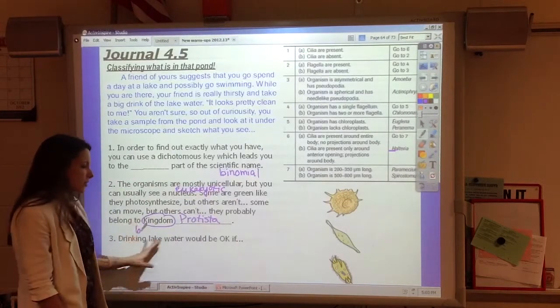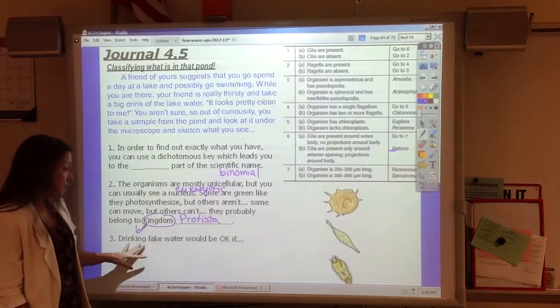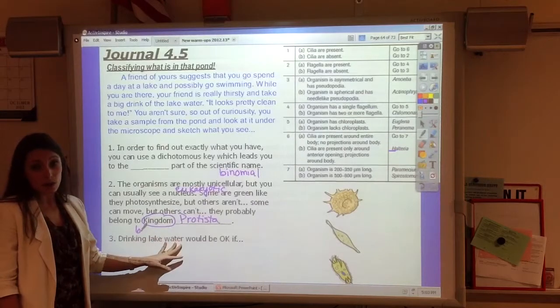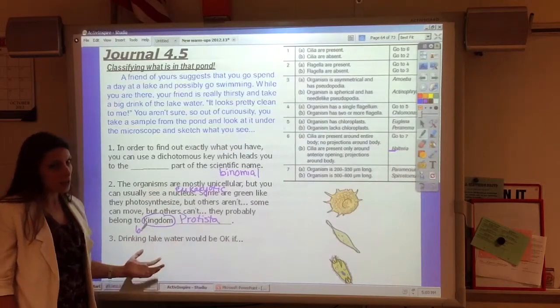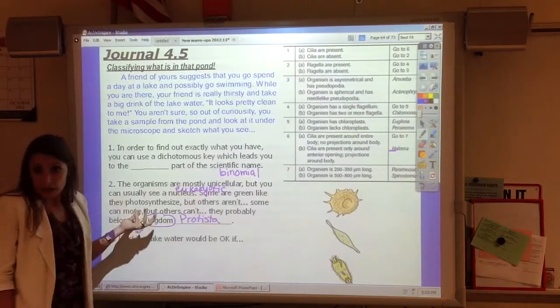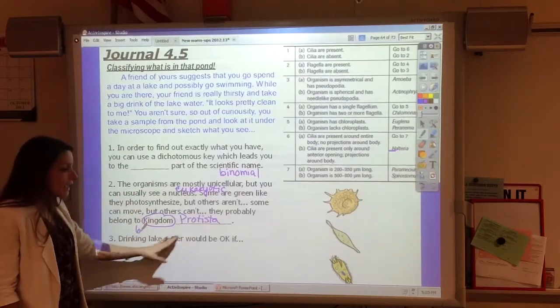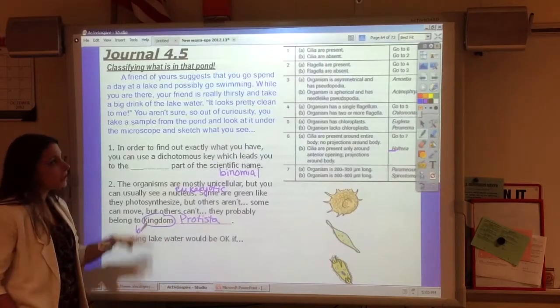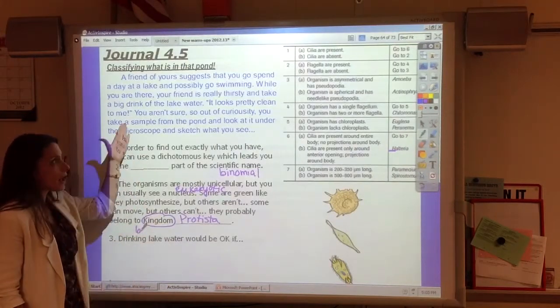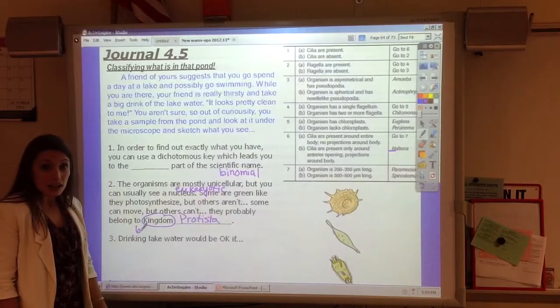Your opinion question here is: is it okay to drink lake water or pond water? If you're swimming and you swallow some, is that okay? Is it okay to drink it? What should you do? Are there any circumstances? Why would it be okay or not okay? Take a second to really think about why this is important.